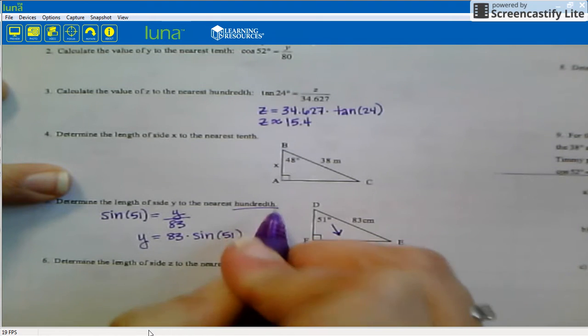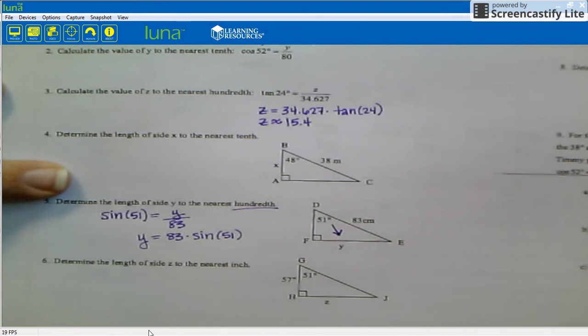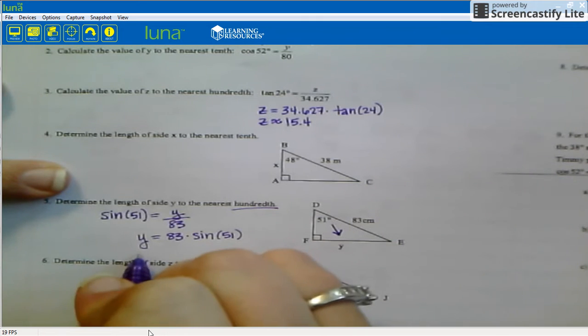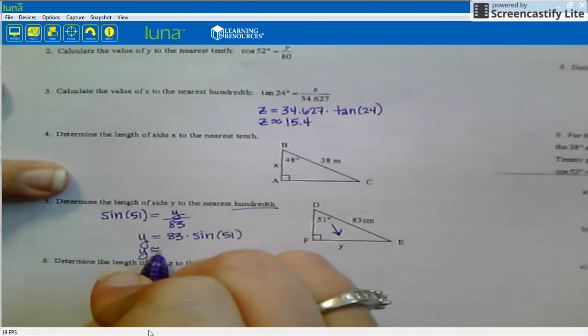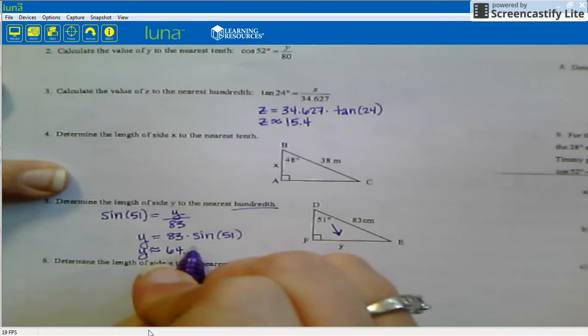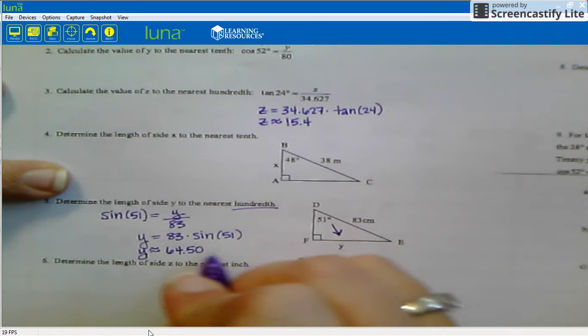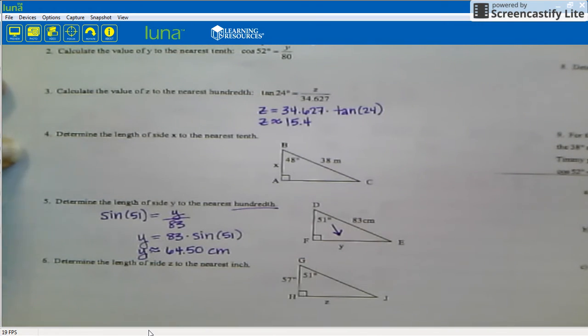The nearest hundredth means 2 decimal places, so I have 83 times the sine of 51. And this is going to give me y is approximately equal to 64.50 centimeters, not to lose my units along the way.